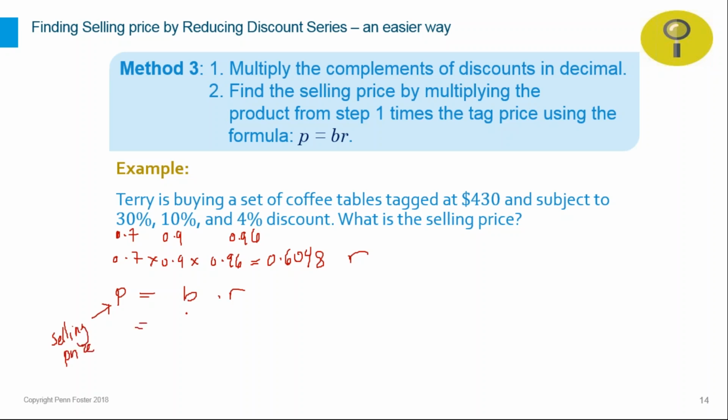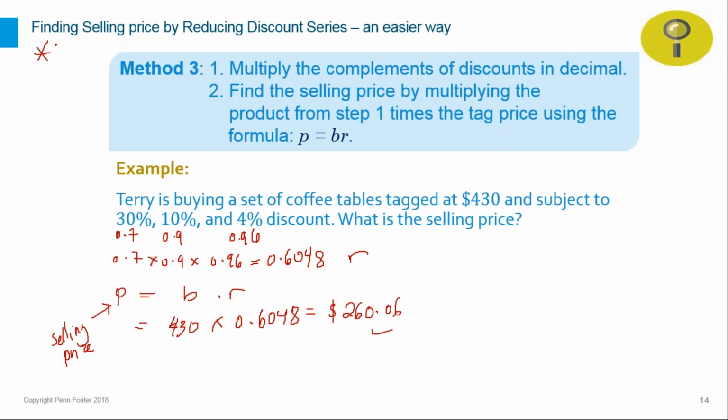So that equals the B, 430, times the R, which is 0.6048. Multiply, and that will give you directly the selling price, 260.06, the same selling price. So that is the one I like to use.